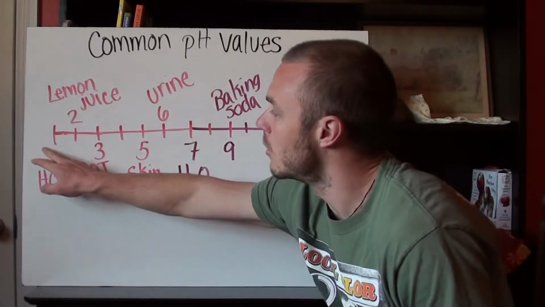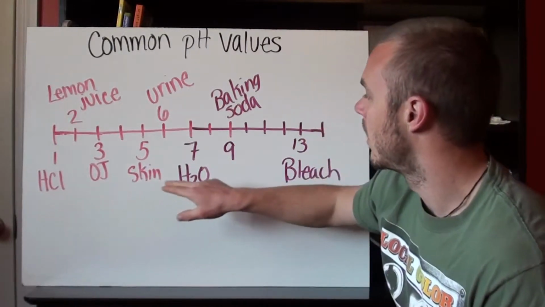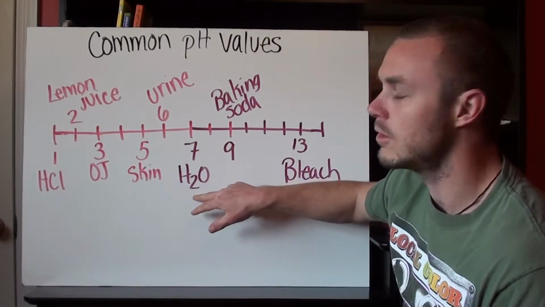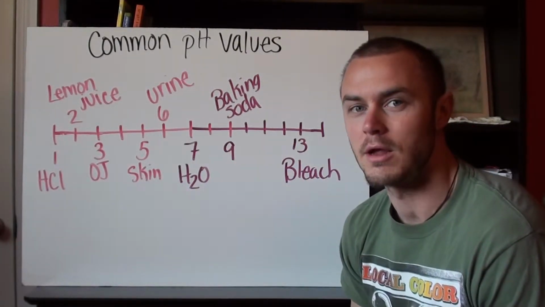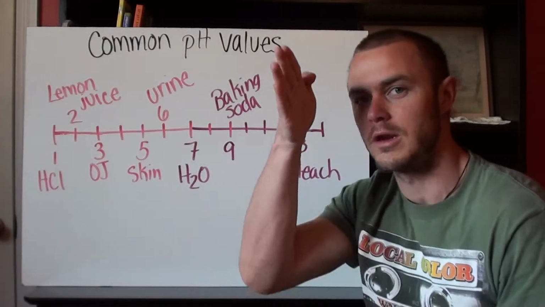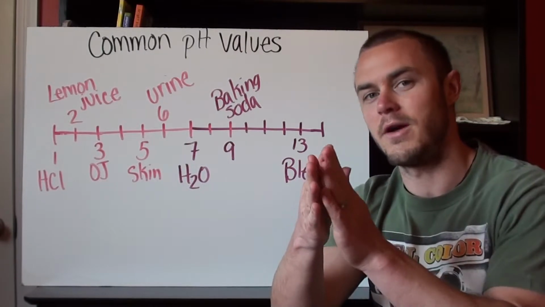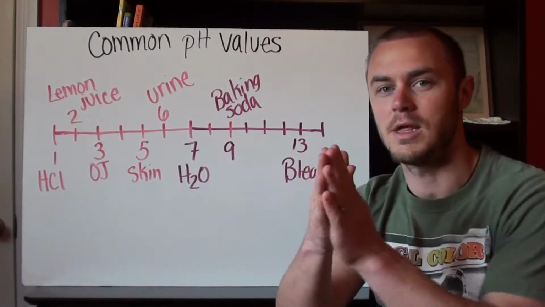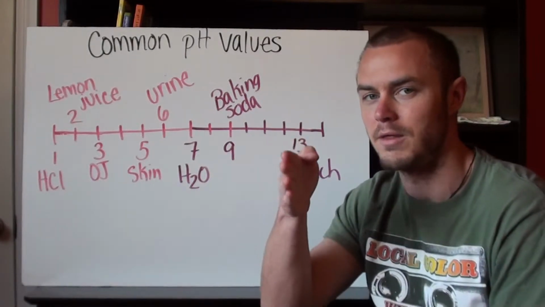Most acidic is a 1, that would be like hydrochloric acid. Water is here in the middle, it is neutral. Water is the only neutral substance in the world. The whole pH scale is actually based around the fact that water is going to be in the middle, and everything with a value greater than 7 is a base, and everything less than 7 is going to be an acid, with water being in the middle.